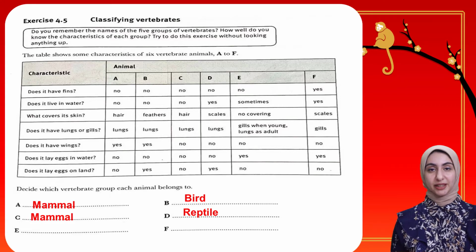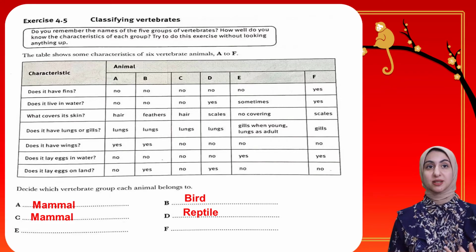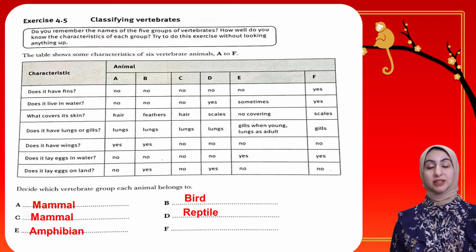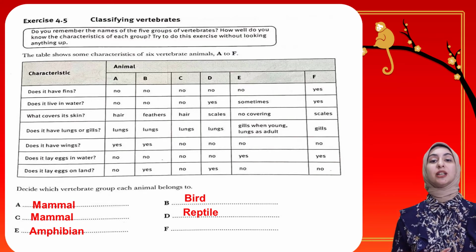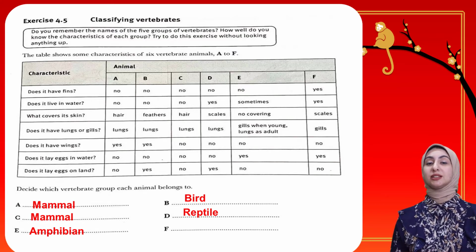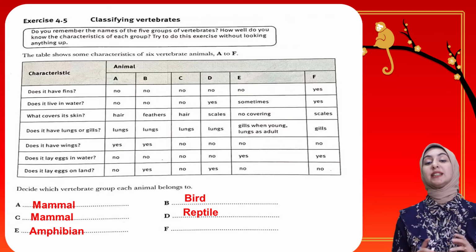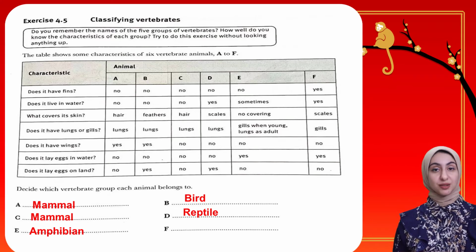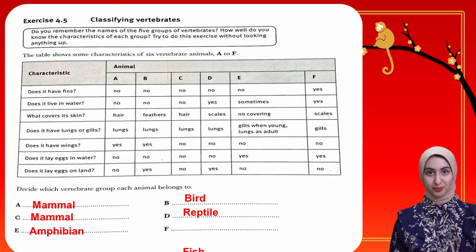For the last animal here, F, it has fins, it can live in the water, it has scales on its body, it can breathe using gills, and it doesn't have wings, and it can lay eggs in the water, but it cannot lay eggs on land, so it is classified as a fish.